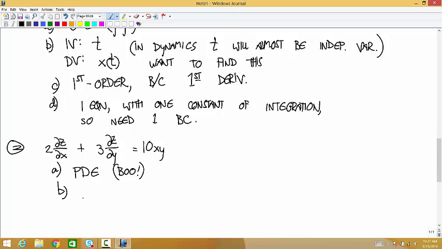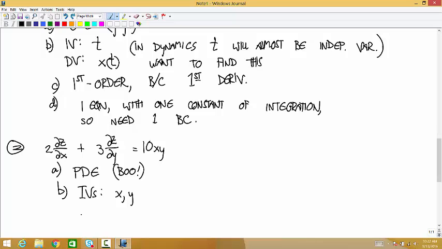What are the independent variables in this case? It's partial, so we know that there are more than one. X and y. And how do you know it's x and y and not z? That's right. It's what you're taking the derivatives with respect to. Those are the independent variables.